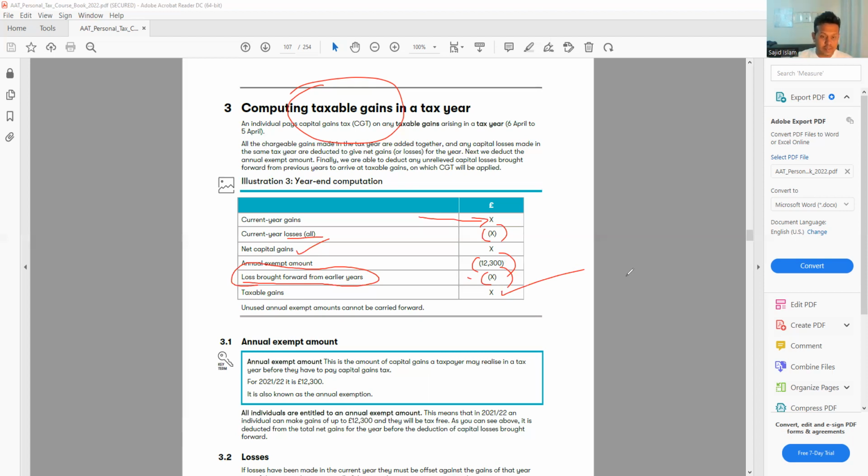All right, annual exemption is 12,300, and remember, it cannot be carried forward. It has to be used this year, otherwise it will be wasted, because every year you have this amount, 12,300. All right, let's move to the next one.